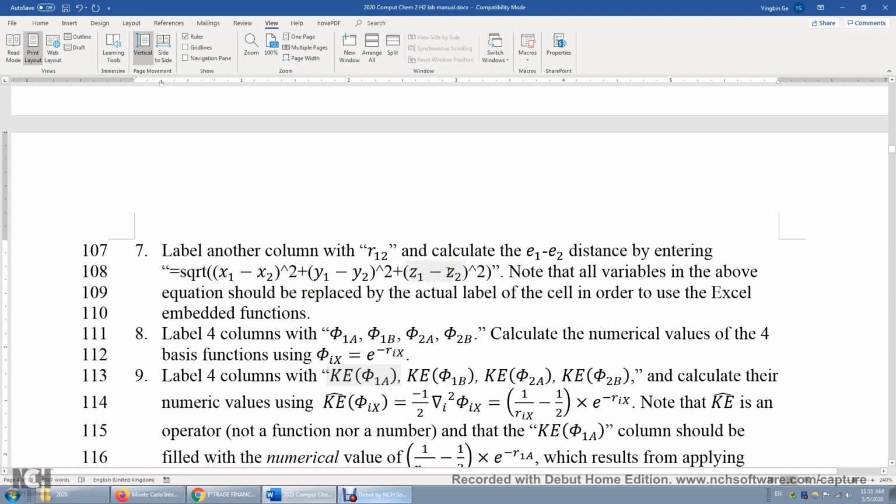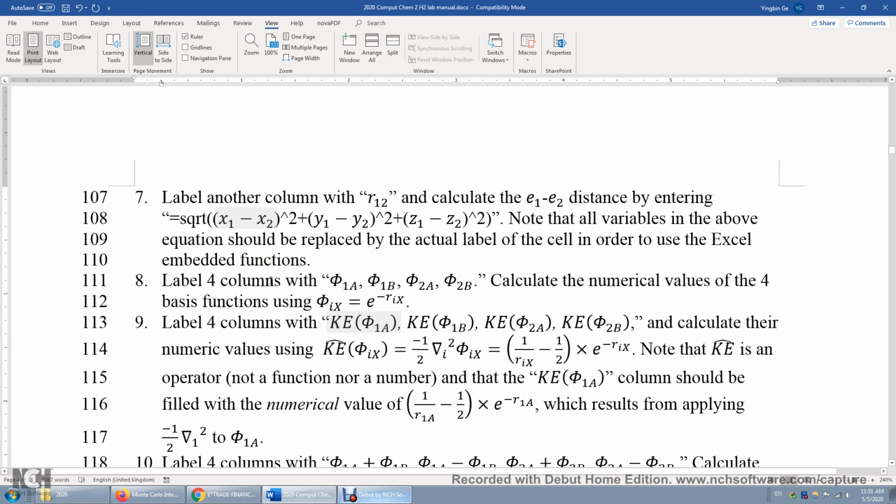Once you have the distances, you can compute the numerical value of those atomic orbitals. So this is phi 1a, phi 1b, phi 2a, phi 2b. So phi 1a is e to the power of negative r1a. So once you have the numerical value of this r1a, you can compute the numerical value of this phi 1a. All right, so this r1a is going to be a random number, and then you get a random value for this wave function as well.